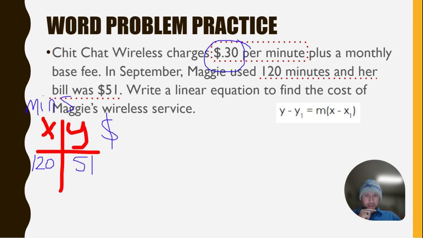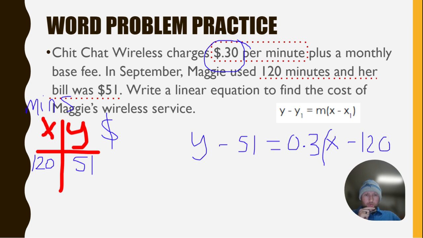Okay, so I'm just going to write y minus y1, so that's going to be y minus 51 equals the slope, which is 30 cents. I'm going to need to get a calculator, I think, for this one. I don't think I can do 30 cents times something. And then we're going to do x minus x1. So that's minus 120. Okay, so we've just set up our equation.